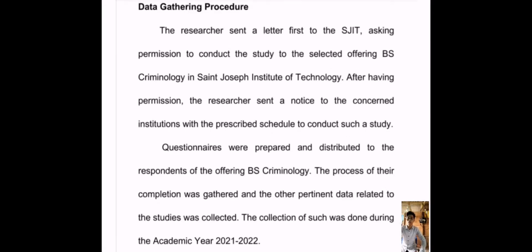Data gathering procedure. The researchers first sent a letter to St. Joseph Institute of Technology asking permission to conduct the study among those offering BS Criminology. After having permission, the researcher sent a notice to the concerned institutions with the prescribed schedule to conduct the study. The questionnaires were prepared and distributed to the respondents of the offering BS Criminology. The completed questionnaires were gathered and other pertinent data related to the study was collected. The collection was done during the academic year 2021 to 2022.